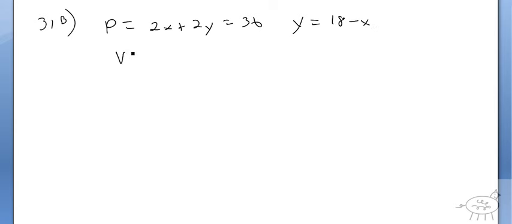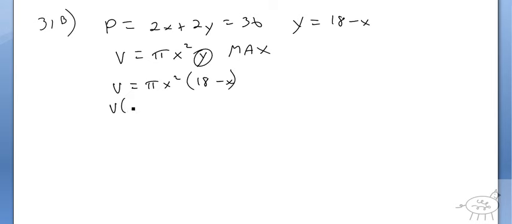Same deal. Volume equals pi r squared, which is x squared, because that's what r is, times the height, which is y. And we're trying to maximize that. This is a lot easier because it's just that rectangle being revolved around. So let's substitute that y in here. So v is equal to pi x squared times 18 minus x. So v of x is equal to 18 pi x squared minus pi x cubed.